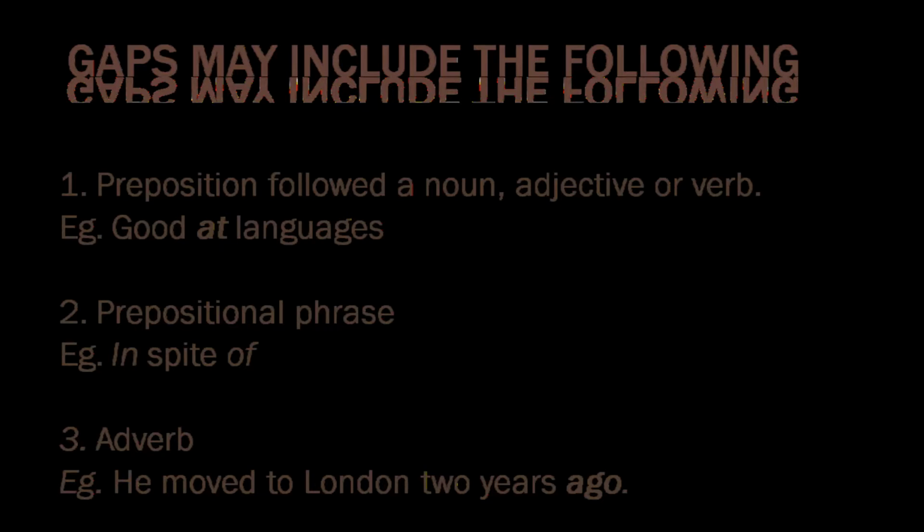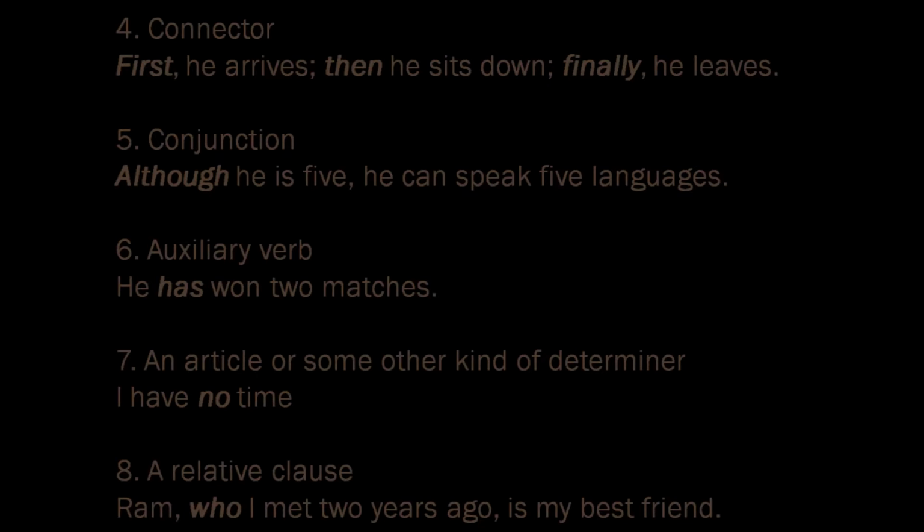Example, good at languages. Prepositional phrase, in spite of. Adverb, for example, he moved to London 2 years ago. Connector, first he arrives, then he sits down, finally he leaves. Conjunction, for example, although he is 5, he can speak 5 languages.